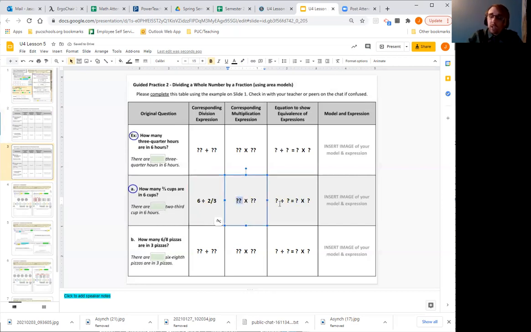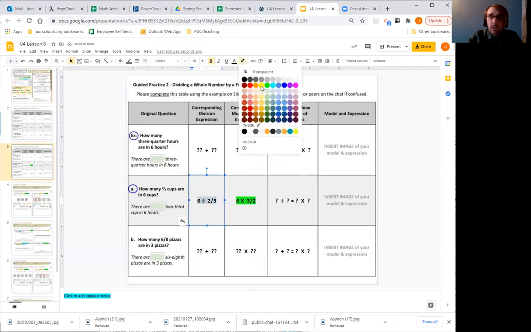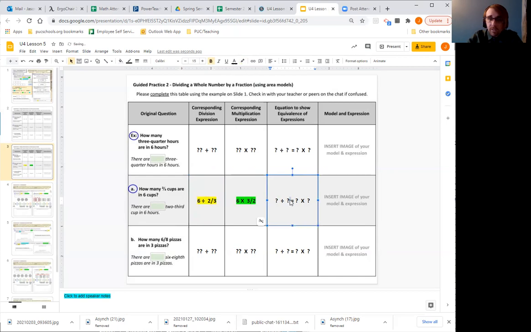Then the multiplication is 6 times 3 over 2, 3/2. Then I would say that those two things are equal. So I'm just going to highlight them really quickly so that you can see the answers on the video. And you would then put the yellow part here and the green part here, saying that whatever you get from the division on the picture is the same as the multiplication that you would get by 6 times 3 over 2. Your final answer should be 9.